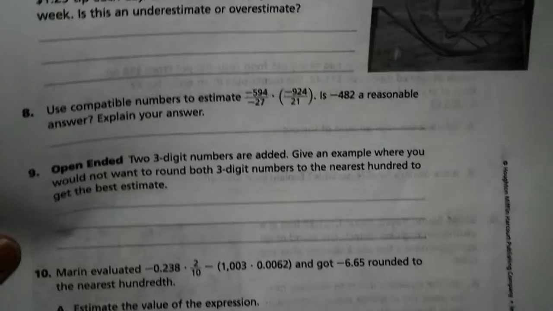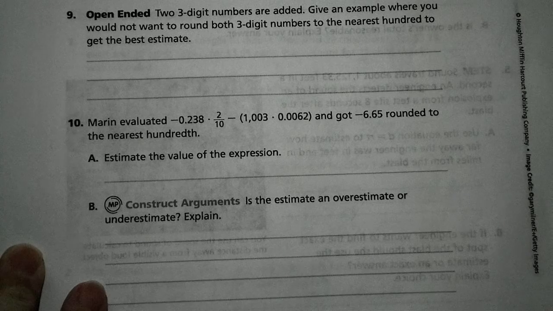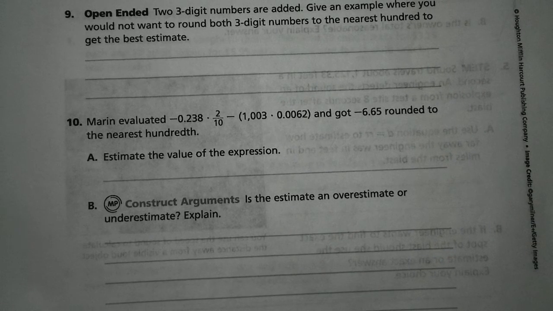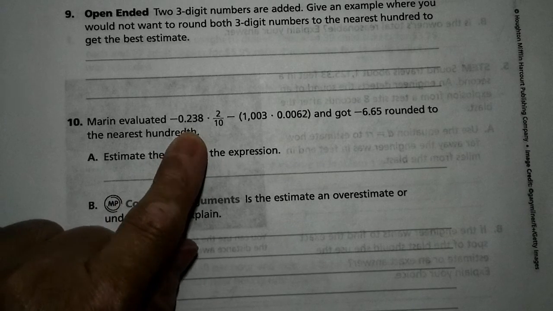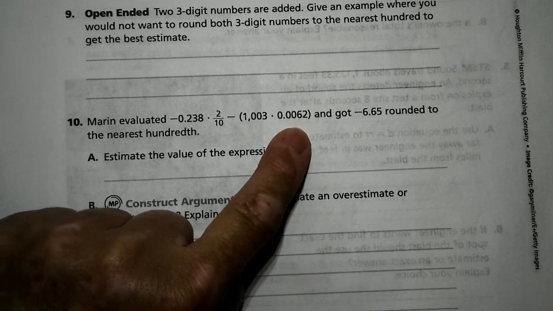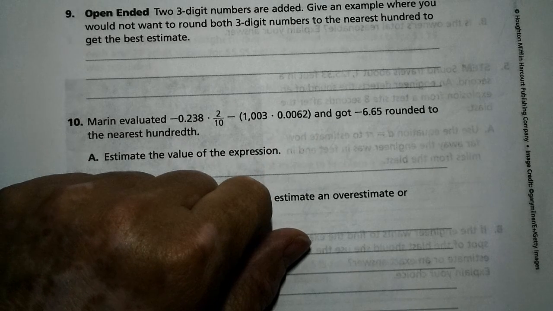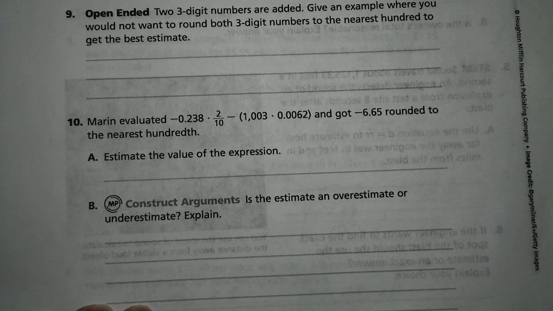All right, so we're going to look at number 10 because Leland asked for number 10. Okay, so Leland, this is for you. So it says Marion evaluated negative 2.38 times 0.2 minus 1,000 times 0.0062. Sorry, I'm trying to load the chat so I can see what you guys are. Oh, no, we're just chatting. Okay. All right. So it says estimate the value.